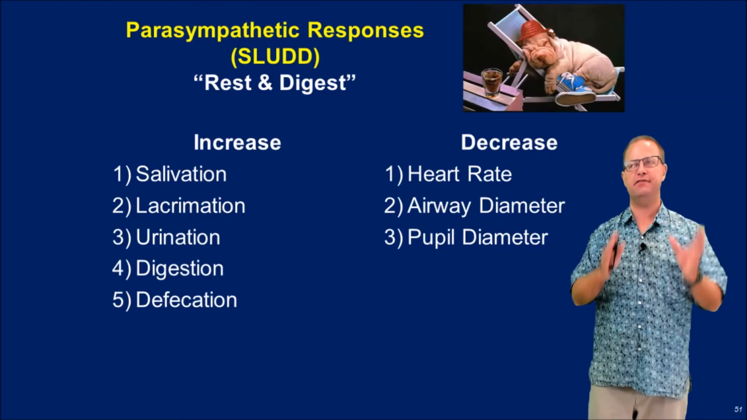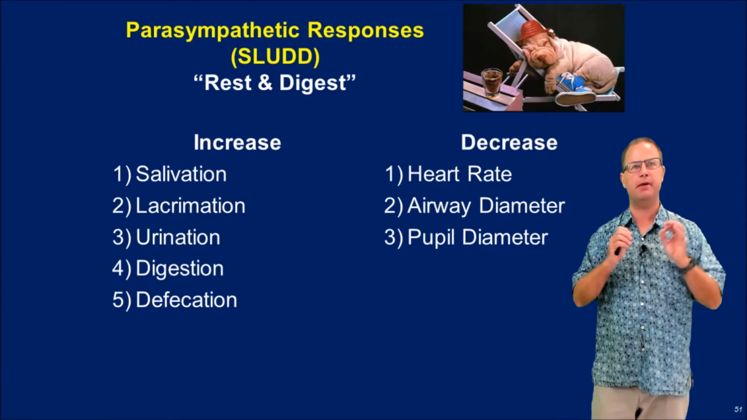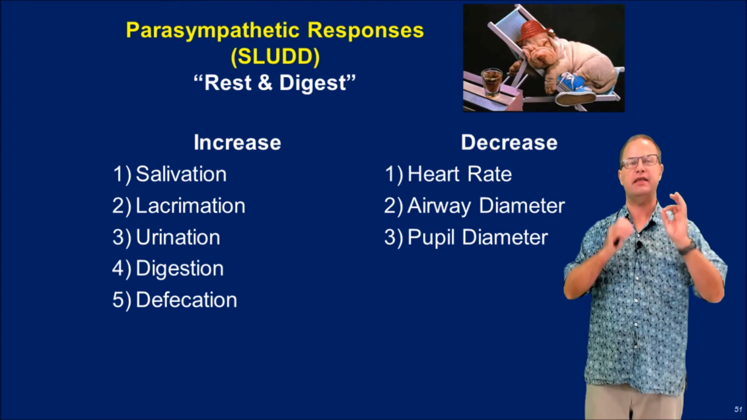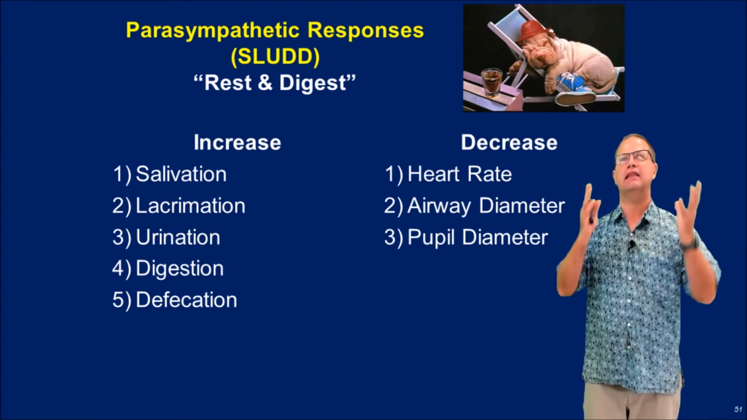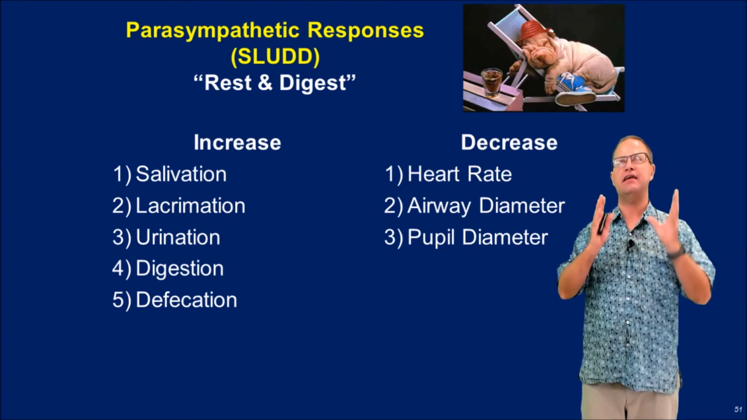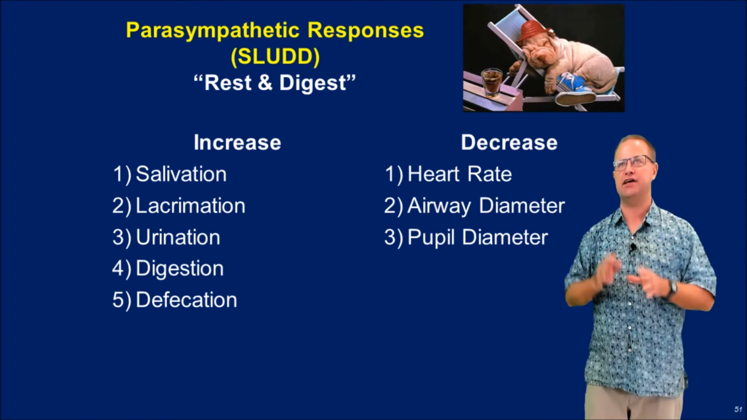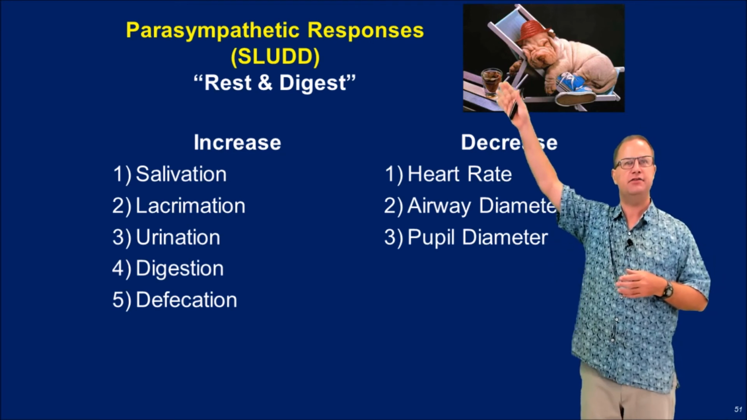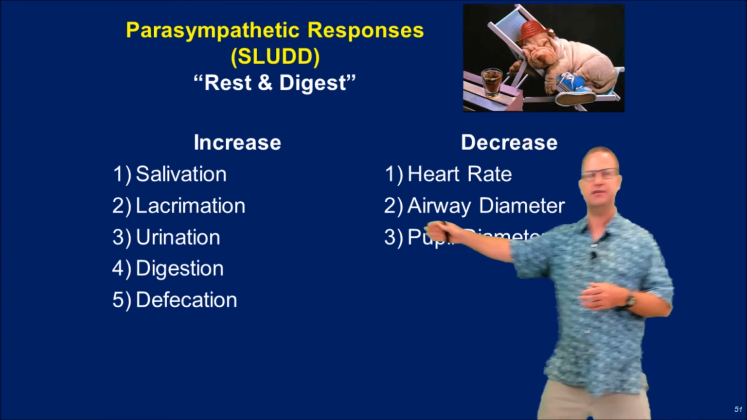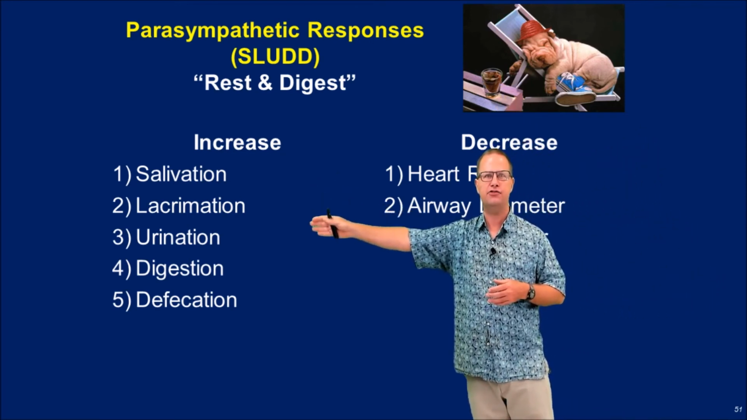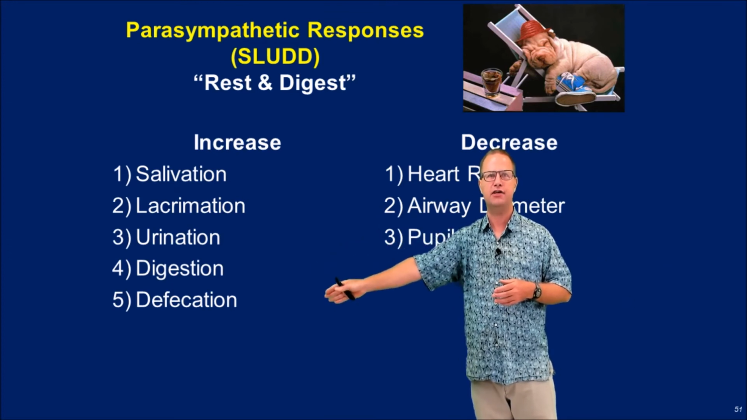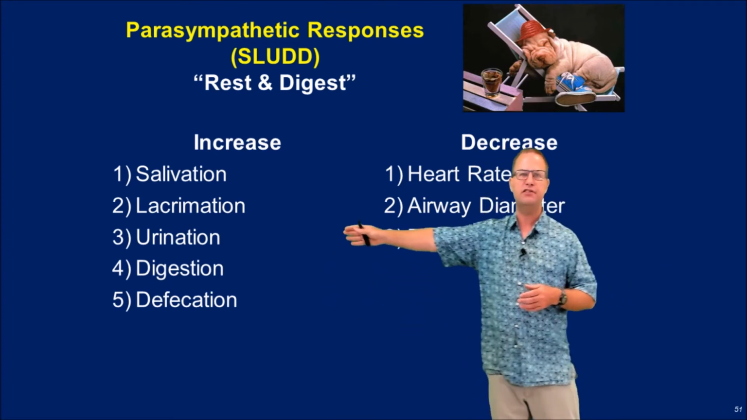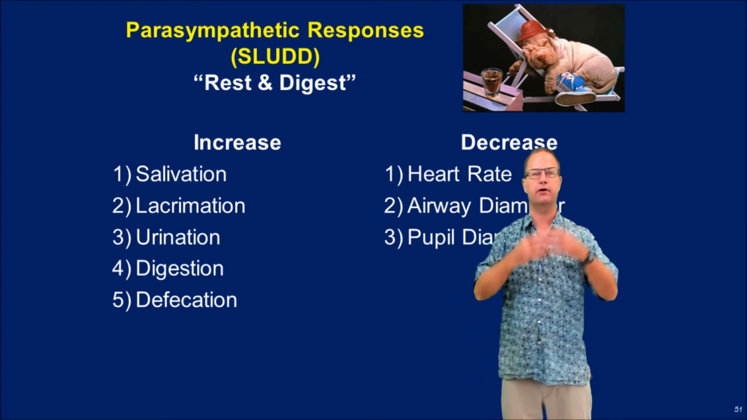Okay, our first subdivision of the autonomic nervous system is something called the parasympathetic division. The parasympathetic division predominates when we are relaxed. So when you hear parasympathetic, I want you to think rest and digest. These are things that are going on when your body is relaxed. And we divide these into SLUD responses. SLUD here stands for salivation, lacrimation, urination, digestion, and defecation. All of these processes are increased when we're very relaxed.